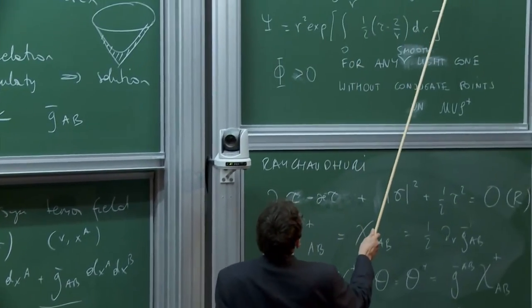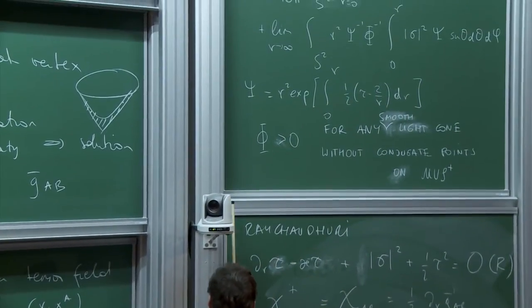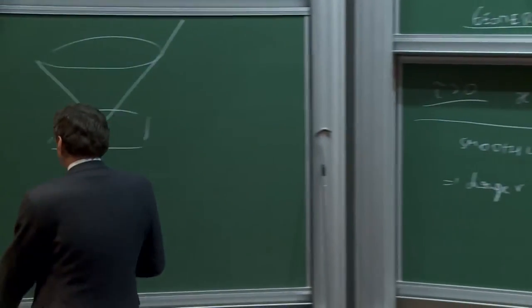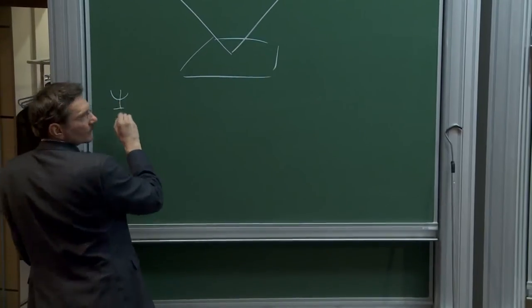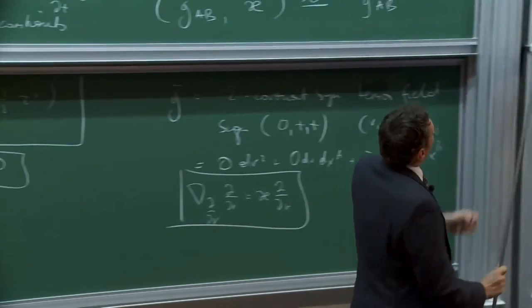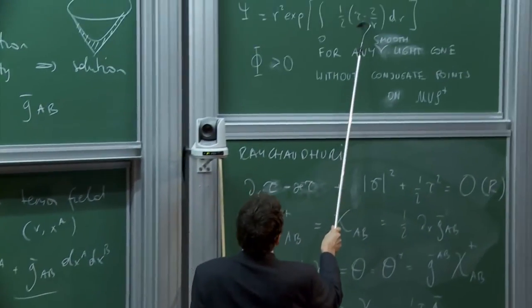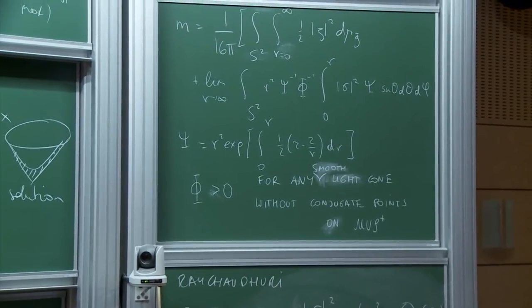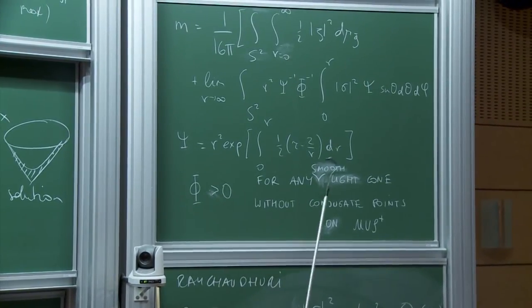Let's see. So I can tell you now what psi is. I should have written it before. So psi is just an explicit integral. Well, so you know what psi is now, right? So this is your tau. This is 2 over r, which is coming from light cones in Minkowski spacetime. And so this is this expression here.